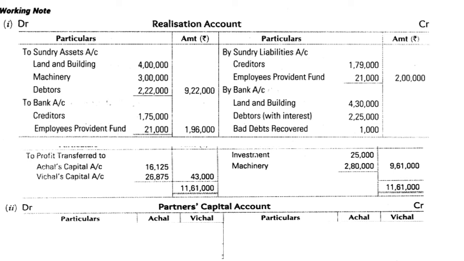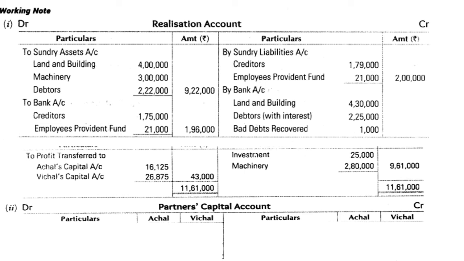So in total, assets realized 9,61,000, whereas the profit which we computed by comparing debit and credit side, it is clearly visible to us that credit side is greater in comparison to debit side. Therefore, we will distribute that profit in their profit sharing ratio, out of which Achal will get 16,125 and Vichal will get 26,875. ये आया 43,000 को इनके PSR यानी प्रॉफिट शेयरिंग रेशियो में डिस्ट्रीब्यूट करके.